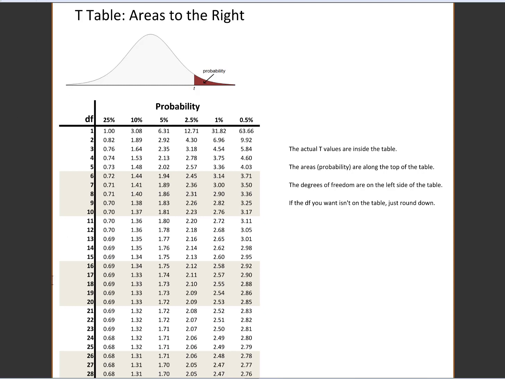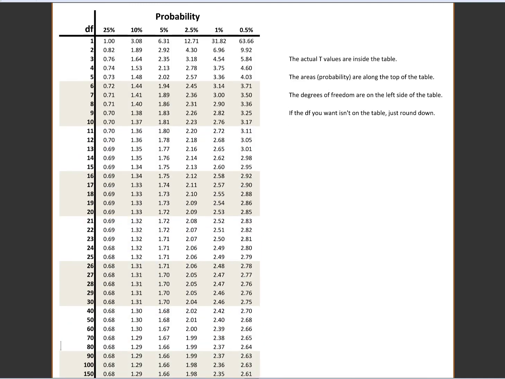Now you'll notice your degrees of freedom go down the left side, and they actually go quite a bit higher than 30. You'll notice I start skipping some numbers, and this shouldn't really come up in our class, but if you ever needed a degree of freedom that wasn't on this table, you could just round down.